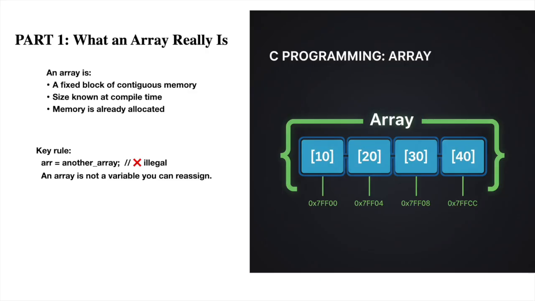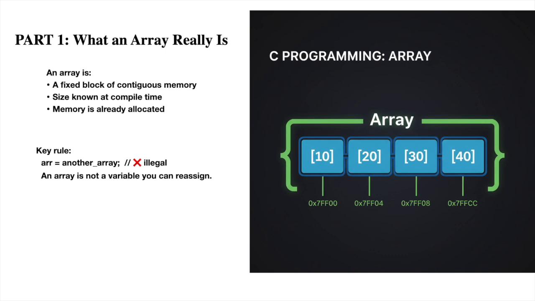The first element of the array, which is 10, is at address 0x7ff00. As it is an integer array, and an integer is 4 bytes, the second element, which is 20, is at address 0x7ff04. So the address increases by 4 bytes. Similarly for the third element, which is 08, and the fourth element, which is CC.